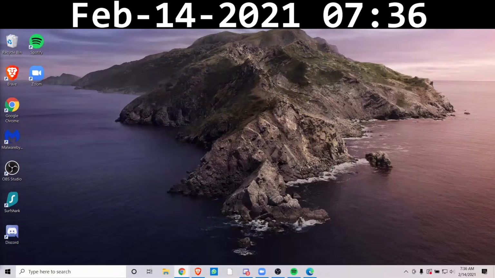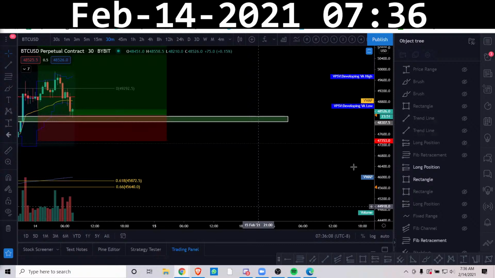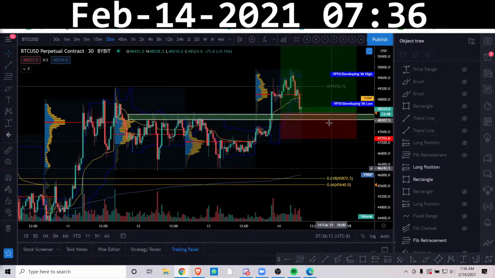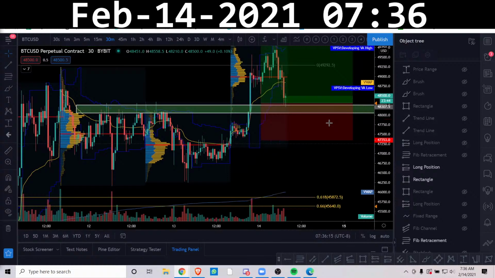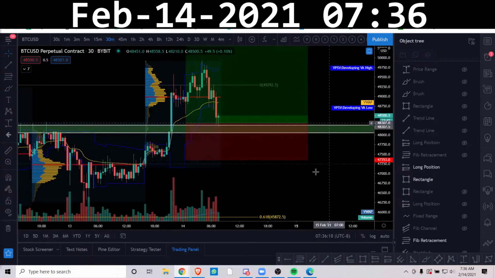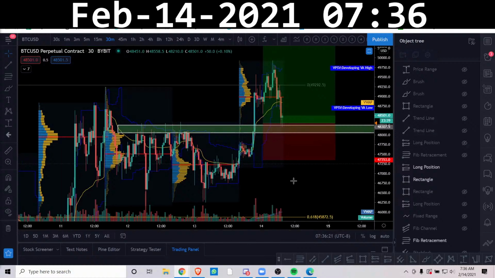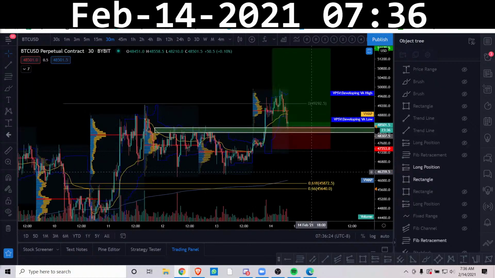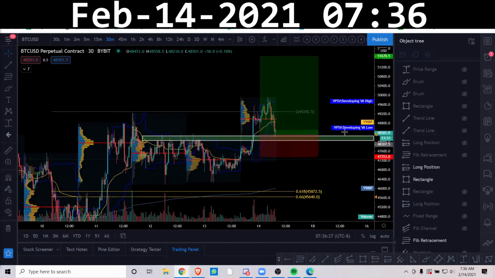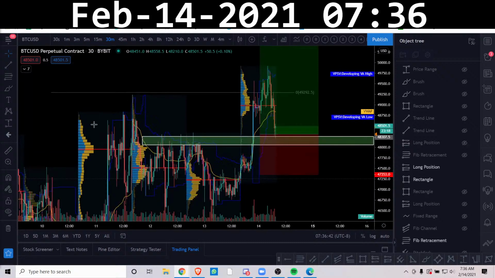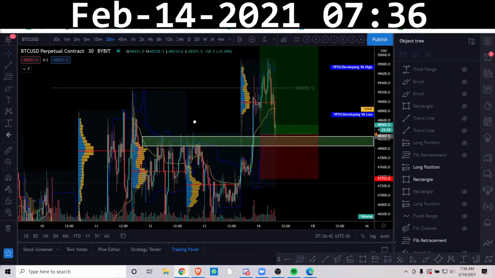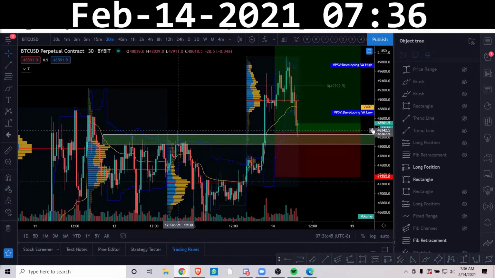Here's my swing. Oh, that's a sexy entry. My entry's at 48305. Why did you choose 48305? Because that was the top of these wicks here. Oh wow, okay, that's nice. Mine's at 48385, so I'm $80 ahead of you.